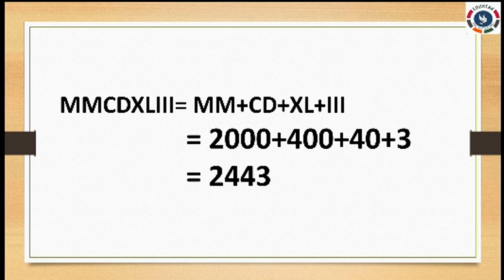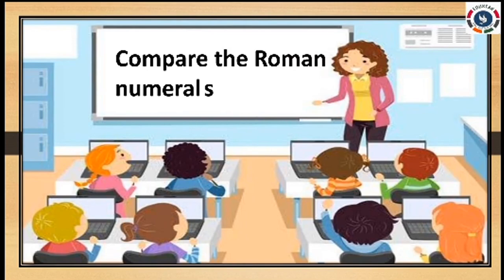Then plus XL. X indicates 10. L indicates 50. So smaller value, then bigger value. So you should subtract that. So 50 minus 10, you get 40. Right, 40. Then plus I means totally 3. So 2000 plus 400 plus 40 plus 3, you get finally 2443. Now we are going to study the new concept about compare the Roman numerals.